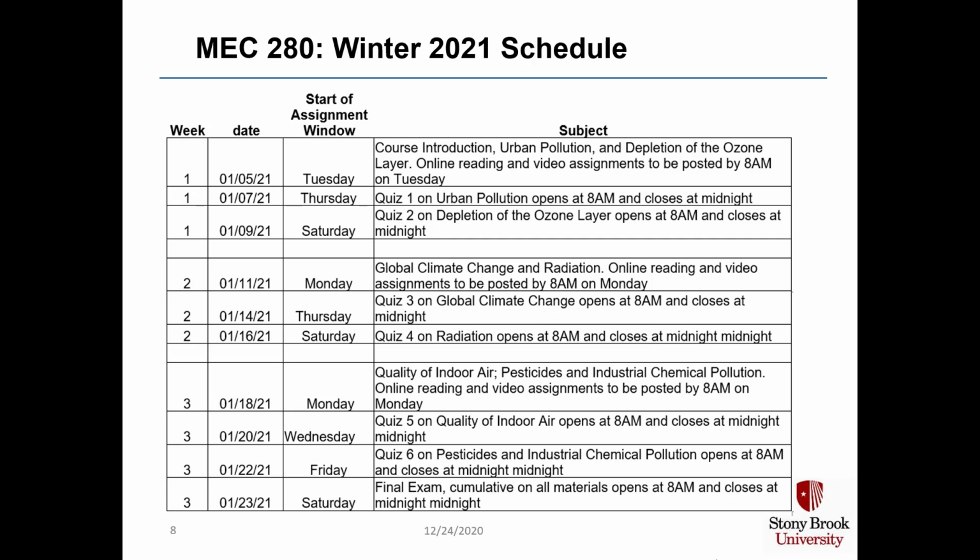When we get to the last week of the semester, we need to pull it in by a day for the quizzes. You can still start your online reading on Monday, but on Wednesday and Friday is when you'll have to take quizzes 5 and 6 respectively, because the class does end on Saturday, January 23rd, where you'll have your final exam cumulative on all of the quiz material.